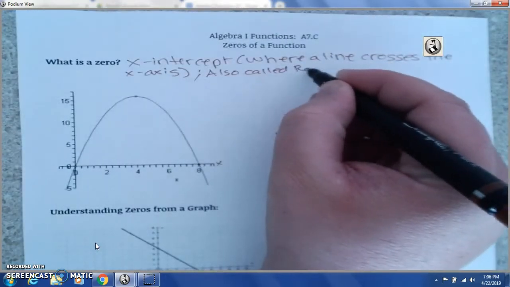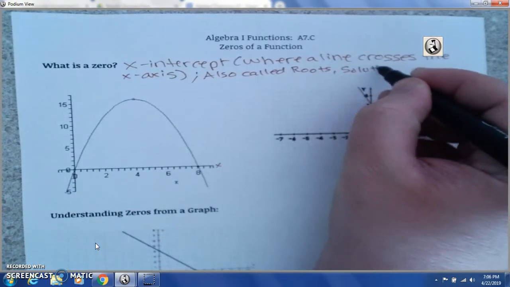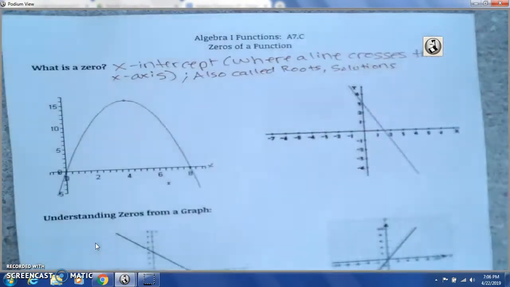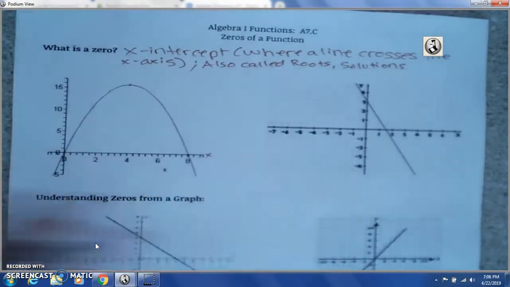Now, they're also called roots, solutions. Okay, those are also terms. So if it says what is a zero, or what is an x-intercept, or what is a root, or what is a solution, it's asking for the same thing.